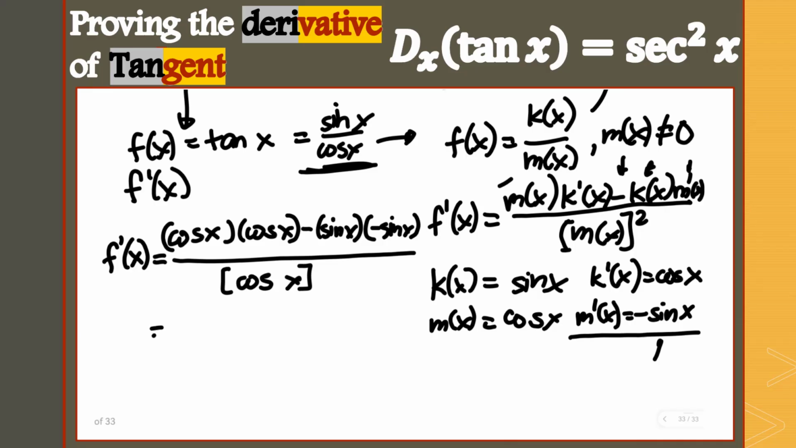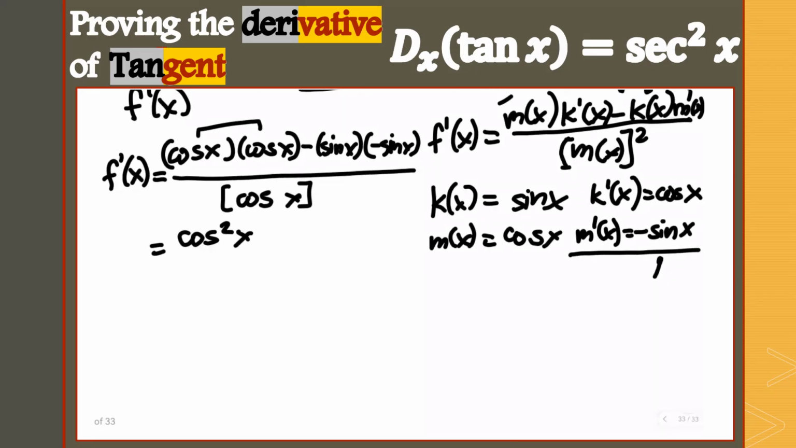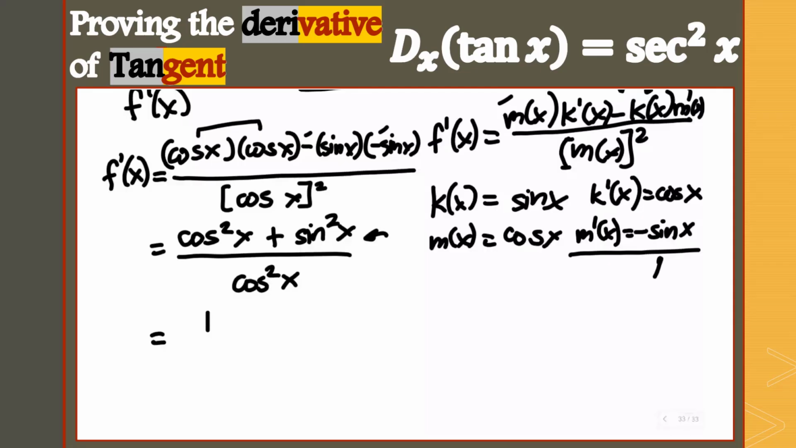Now look into what happens to our numerator. We have two cosines multiplied by each other, so this is actually cosine squared x, the square of cosine x. Negative times negative is plus sine squared x, all over cosine squared x. Now, what is the value equivalent to the sum of cosine squared x and sine squared x? As long as we have the same angle x, with cosine squared and sine squared being added, automatically this is equal to 1. That's one of the trigonometric identities that we have learned.